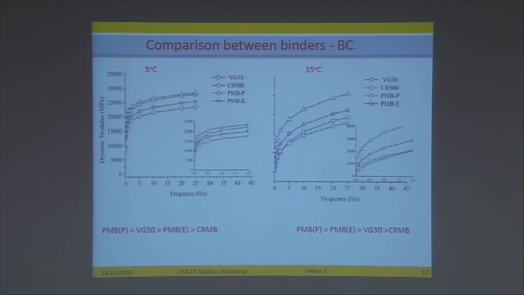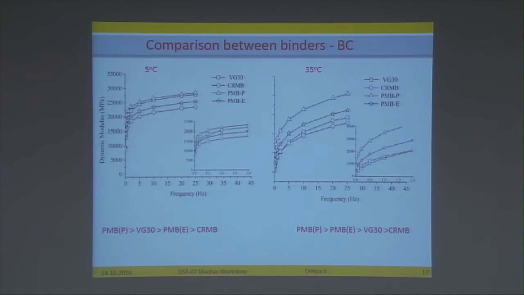Let's come to something interesting. Let's compare between the binders. That's what we all want. We can see that at 5 degrees Celsius, the triangle one is the plastomer. The plastomer modified binder has the highest dynamic modulus, followed by VG30, followed by elastomer, followed by CRMB. The order is written here. We can see that the unmodified binder has a higher modulus than the modified binders at 5 degrees, which is a low temperature.